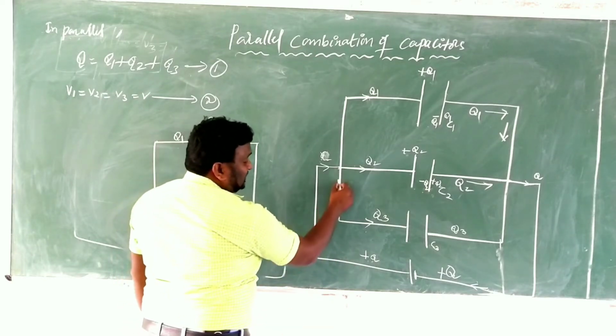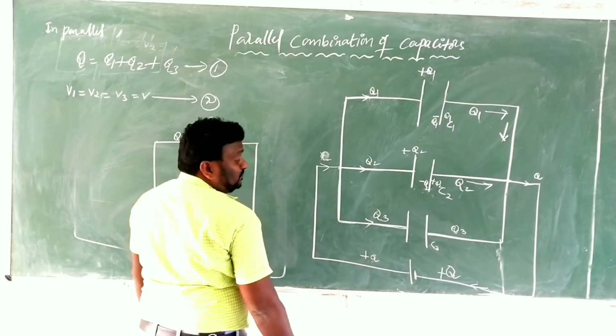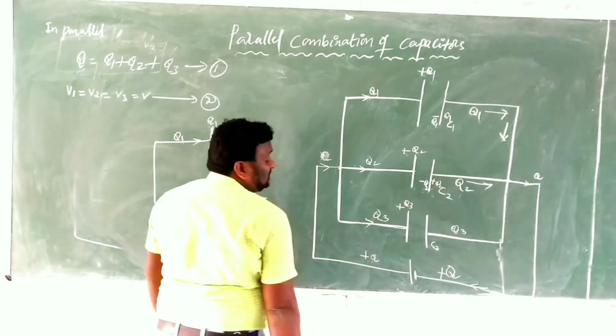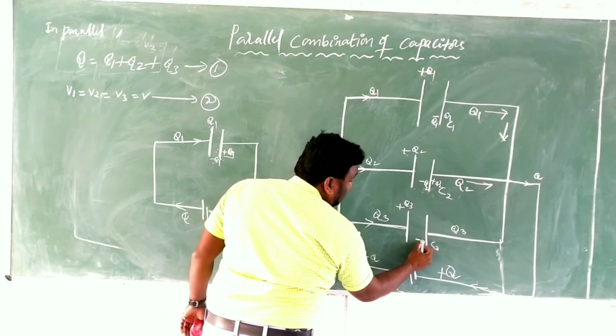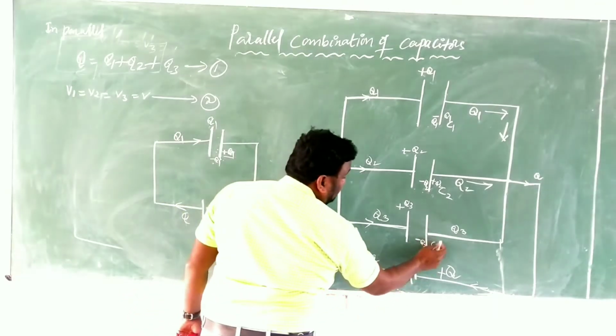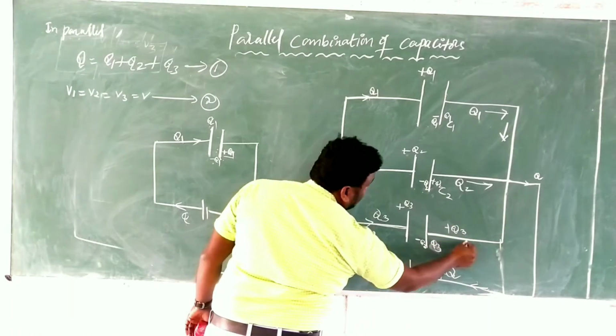Here there should be some part of the charge, which is Q3. Again, plus Q3 reaches the first plate of the third capacitor. Due to that, minus Q3 is induced. And outside, you can expect plus Q3. This plus Q3 is again going like this.